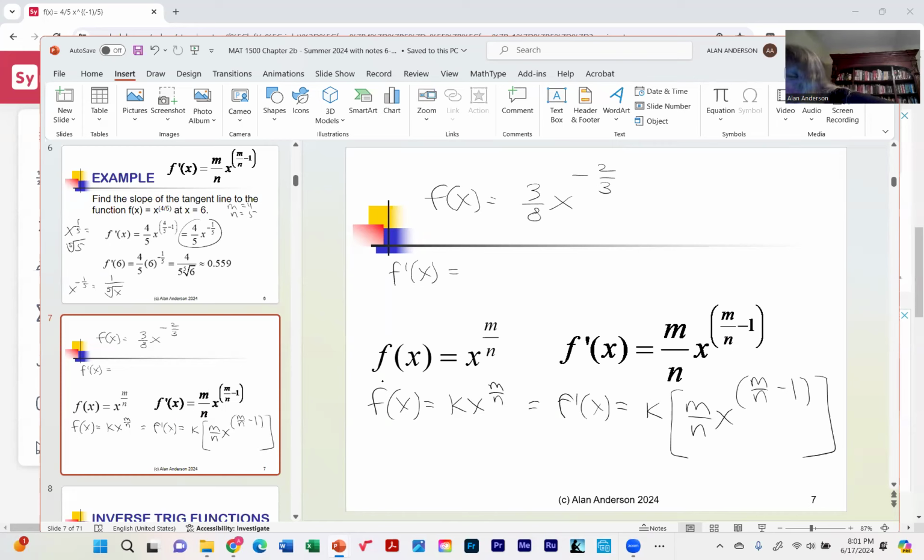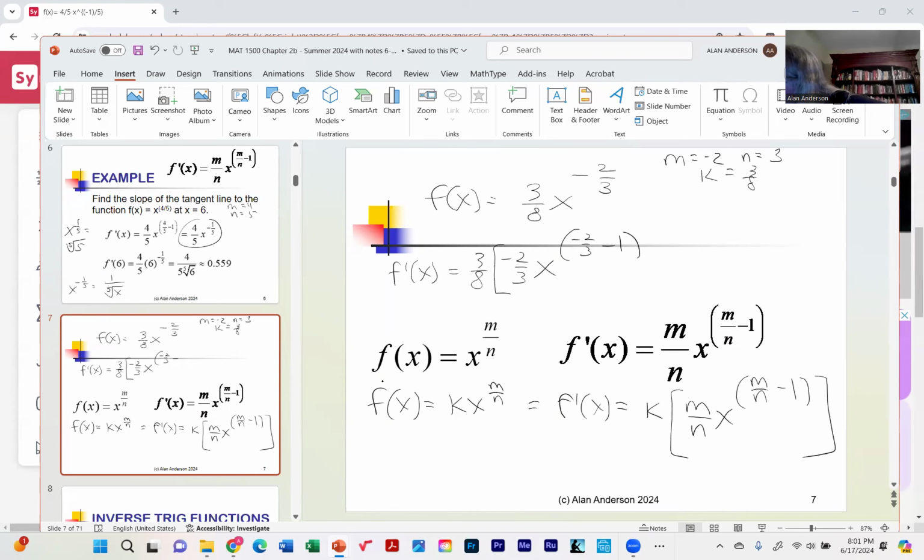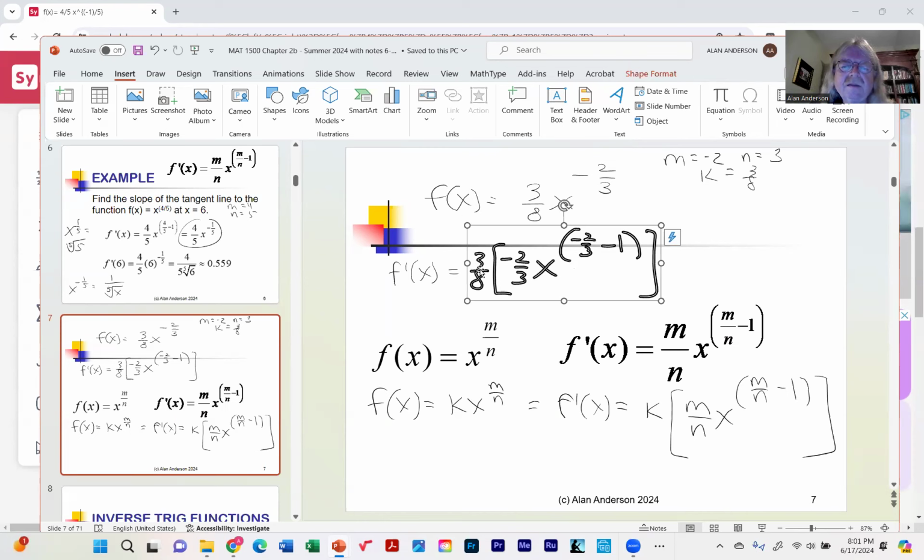So that means here the m is -2, the n is 3, and the k is 3/8. So according to this formula, I'm going to end up with k. Here I'll have negative m over n. The exponent will be this. Okay, so it's a bit sloppy. It's messy, of course, but actually, let me copy this to the next slide.